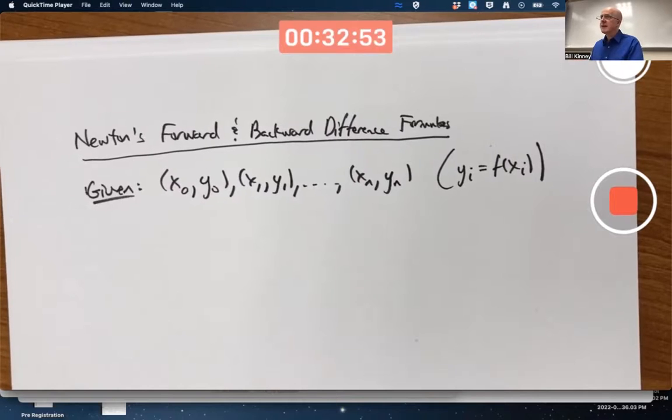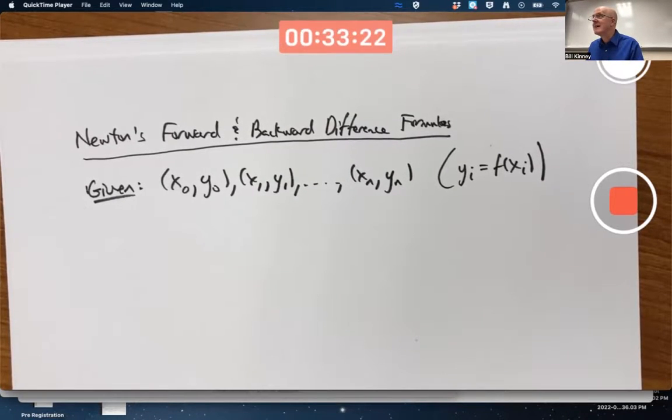When we talked about Neville's method and divided differences so far, the x's, x0 through xn, do not have to be equally spaced, and they did not have to be even in order. Neville's method and divided differences still works, even when they're not equally spaced and even when they're not in order. Though most typically you imagine them as being in order, at least maybe not equally spaced. Today, we are assuming they're equally spaced and in order from least to greatest.